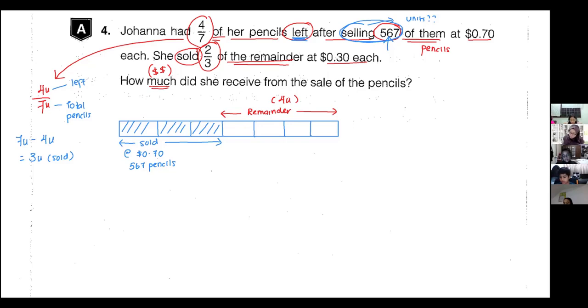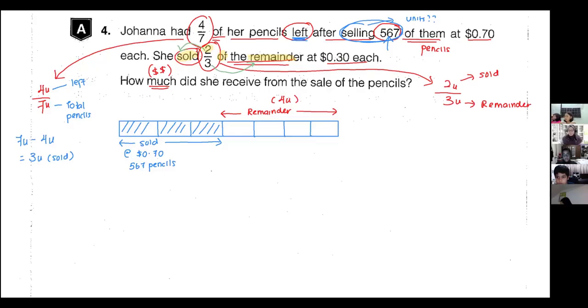Now, we are not done yet. So if you look at the next fraction, okay, the 2/3, this fraction. I have 2/3 units. They mention here that she sold 2/3 of the remainder. Okay, so I want to know from the fraction where is the remainder and where is those that I sold at 30 cents. Okay, so if you look at the words again, 2/3 of the remainder. So, which means the first number 2 is the sold. The number 3 is the remainder. So, over here, this is my sold. And this is my remainder.